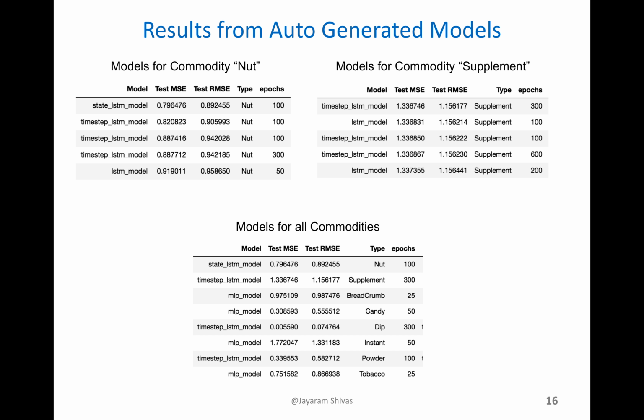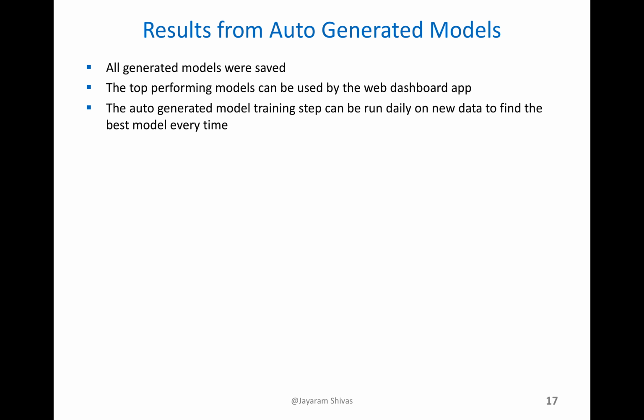So what this has done is, it's taken a bunch of parameters, taken your data set, and then for each commodity runs all these different combinations of models, finds the best model and brings it back to you. And it also saves these models. So what we can do with these saved models is, these top performing models can then be passed on to other applications, which can then use those models to predict and use those results elsewhere.